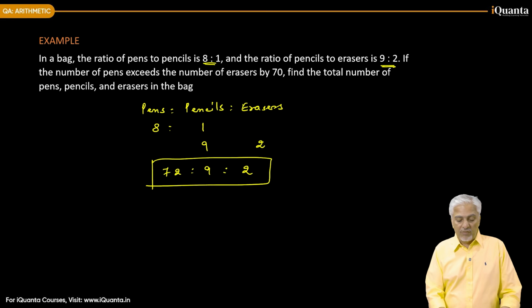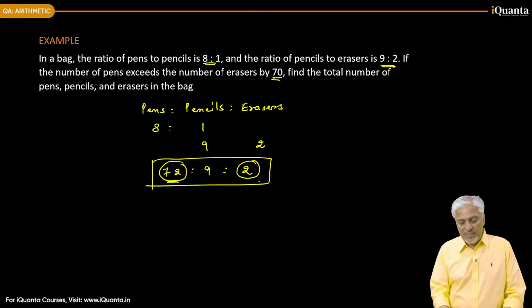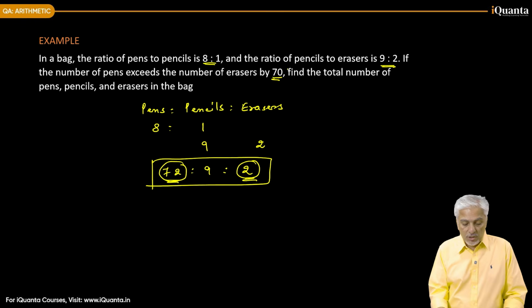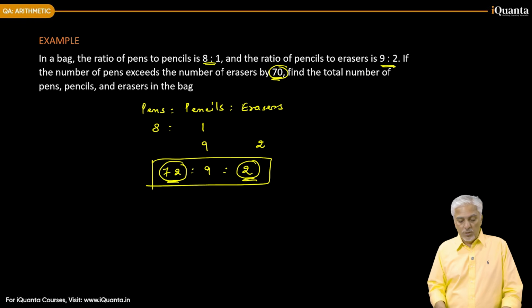What have they told you further? If the number of pens exceeds the number of erasers by 70. Okay, so the difference between pens and erasers they've told is 70, which means these become the real numbers. You know, this is how you understand ratios. 72 and 2, the difference in ratios is 70, and in real also they've said the difference between pens and erasers is 70. So I can take directly, these are the real numbers. Find the total number of pens, pencils and erasers in the bag. So that will become 72 plus 9 is 81, 81 plus 2, 83.